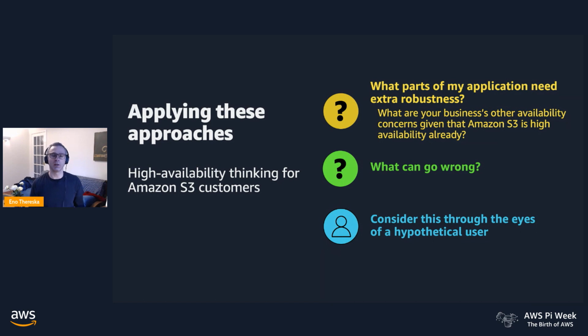Now, the first question is, what parts of my applications will need this extra robustness? If you're already using Amazon S3, you don't need to worry about that. That's already highly available. We're going to have to look at the other components now. What can go wrong? Let's consider this through the eyes of a hypothetical customer through 3 case studies.